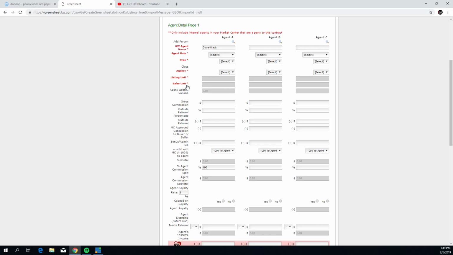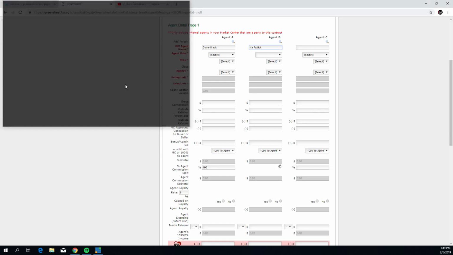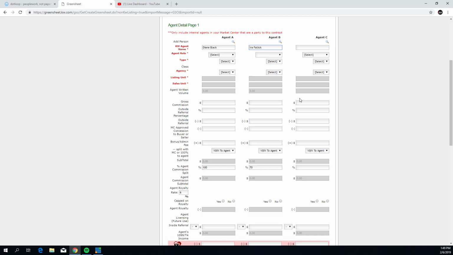If you have an Agent B, you're not going to be able to just type in their name because they may have a slightly different name in the Winmore system. So if you come over here and you hit this, it's going to ask what their last name is, and you select it. Yeah, we're going to select ours. Great, okay. So now ours are Agent B.